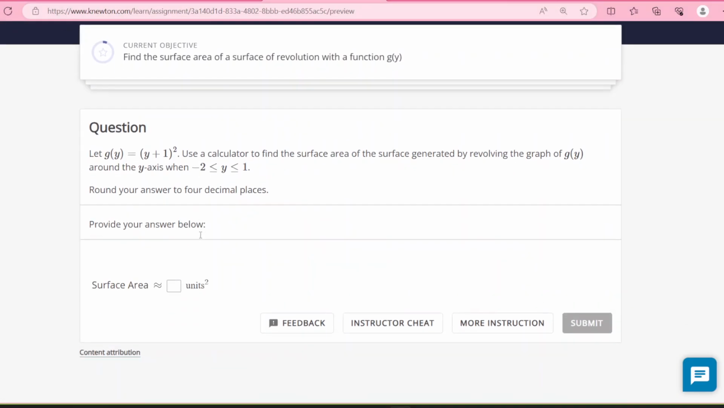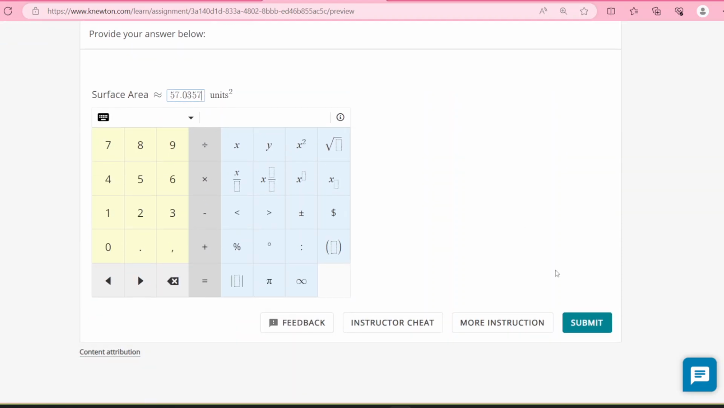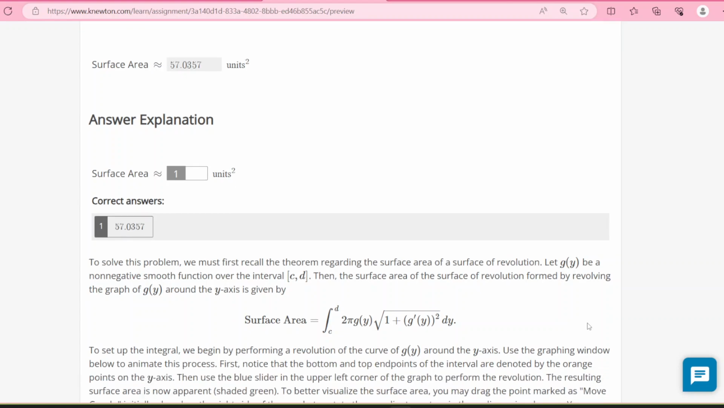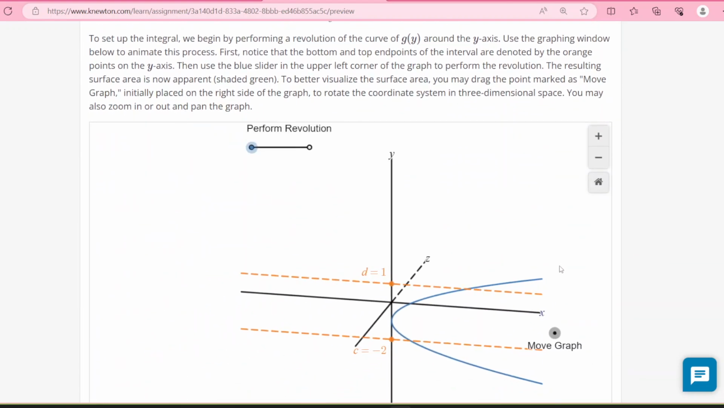All right, so I'm going to enter that in my assignment. 57.0357 and submit. Again, you can look at the answer explanation. All right, once again, so here's the curve.